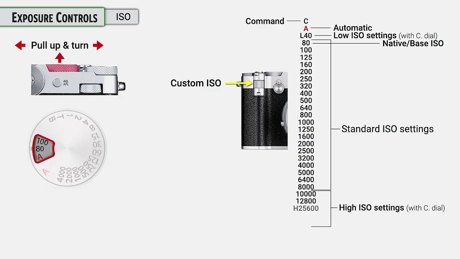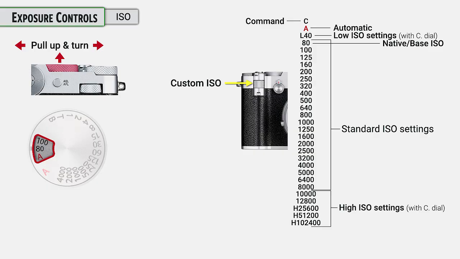By putting the ISO dial in the custom setting, you'll also be able to get to the high ISO settings of 10,000, 12,800, and all the way up to 102,400. So if you need to work in really low light or you need a faster shutter speed and you want to bump up your ISO, these are some of the options.